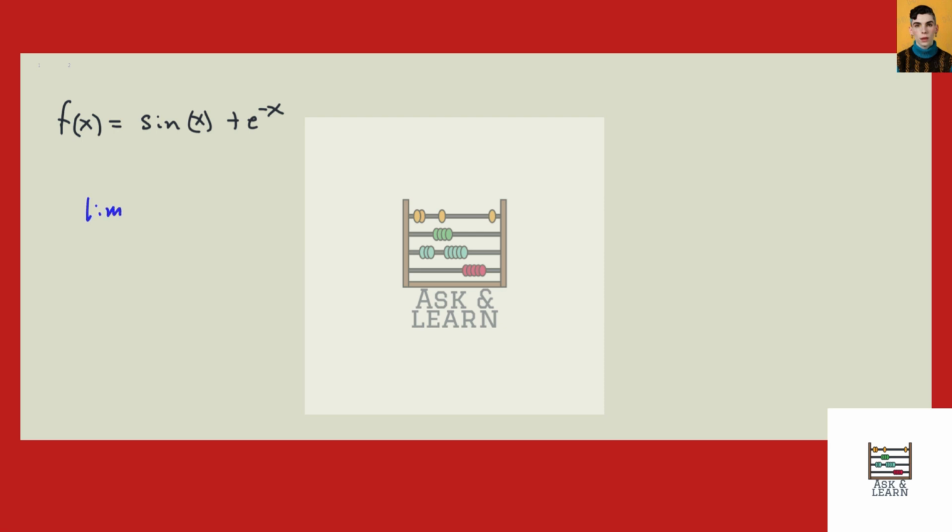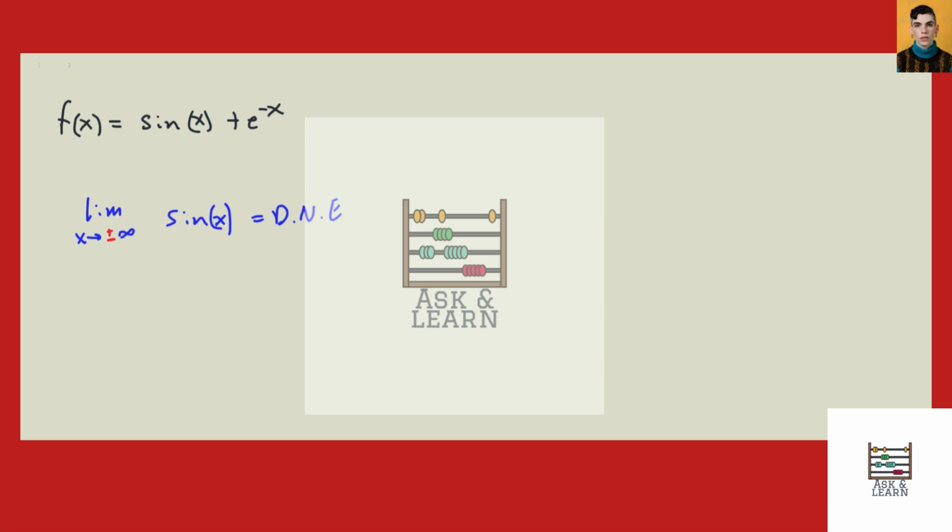So let's do the limit as x approaches infinity of sine of x. Well, we know sine of x continuously oscillates between 1 and -1, so it never gets closer to anything. So we know that this limit is not going to exist. And we can say the same thing for negative infinity as well. So for plus or minus infinity, sine of x doesn't settle on anything.